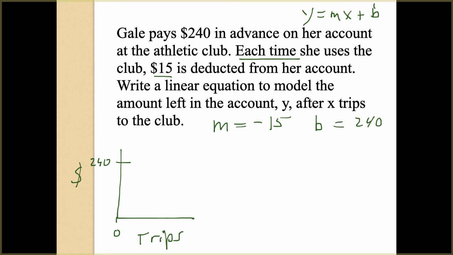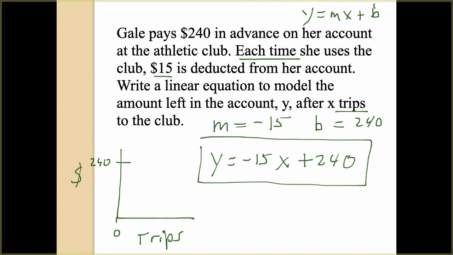All right, so we know that we start with $240, so at 0 trips, she's at 240, and she's using $15 per trip. So now we can write our equation. Y equals negative 15x, because x is for trips, plus 240. This is an equation that models what is going on. And if it said how many trips could she make, you would actually solve this. You'd put y as 0 and then solve for x to see how many trips there are. This one's just asking for the equation.